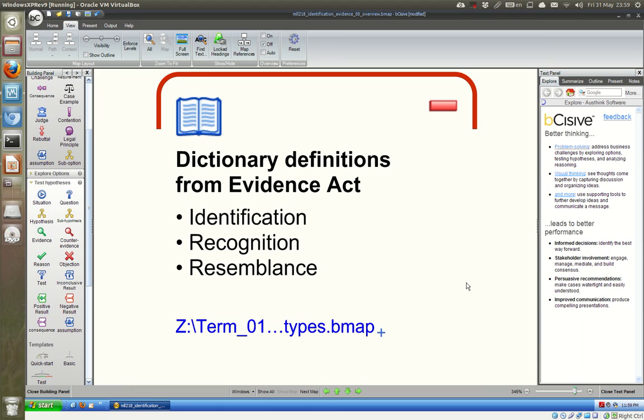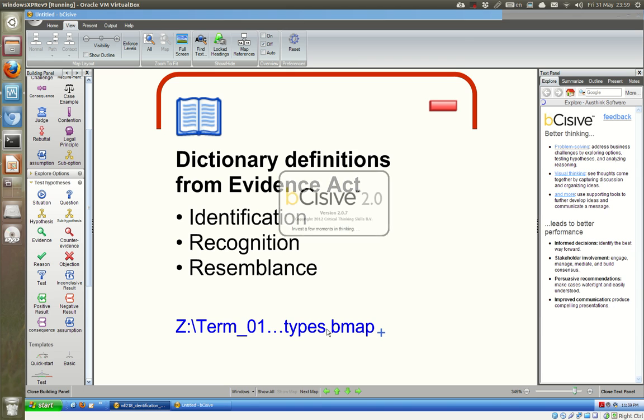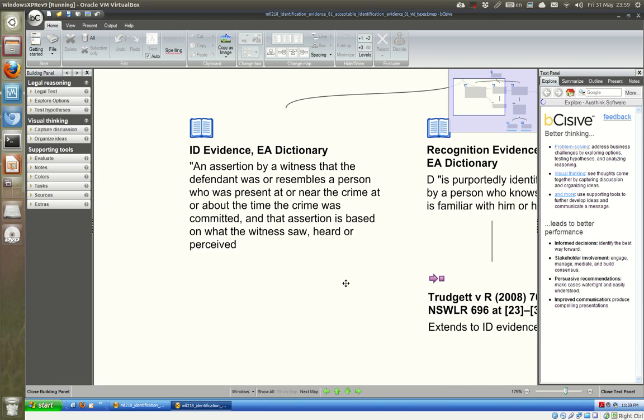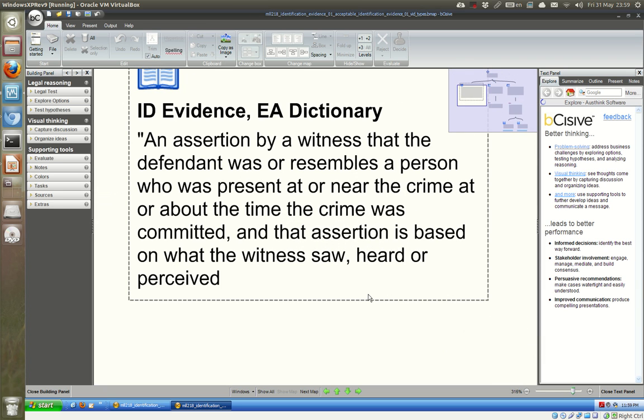This is a demonstration on identification evidence in Victoria in 2013. To get started, let's have a look at the dictionary definitions from the Evidence Act of identification evidence. So, first of all, there's the main definition, which is identification evidence: an assertion by a witness that the defendant was or resembles a person who was present at or near the crime at or about the time that the crime was committed, and that assertion is based on what the witness saw, heard, or perceived.